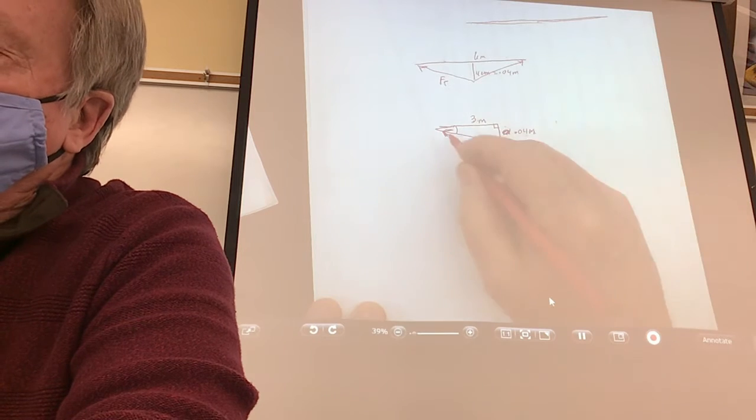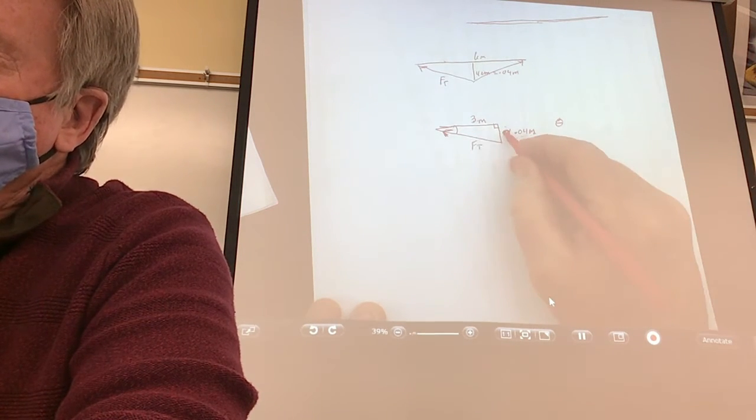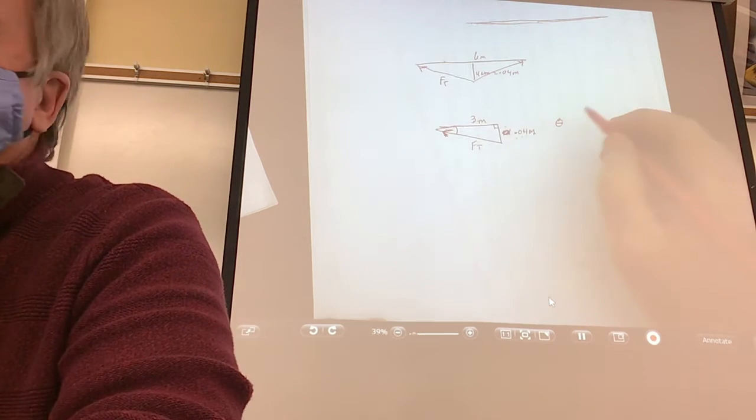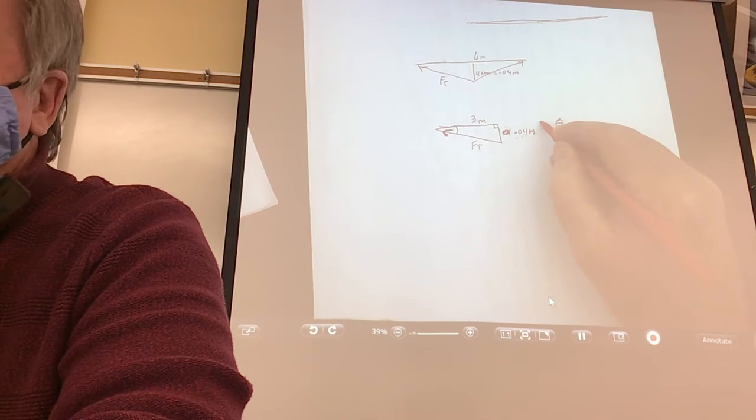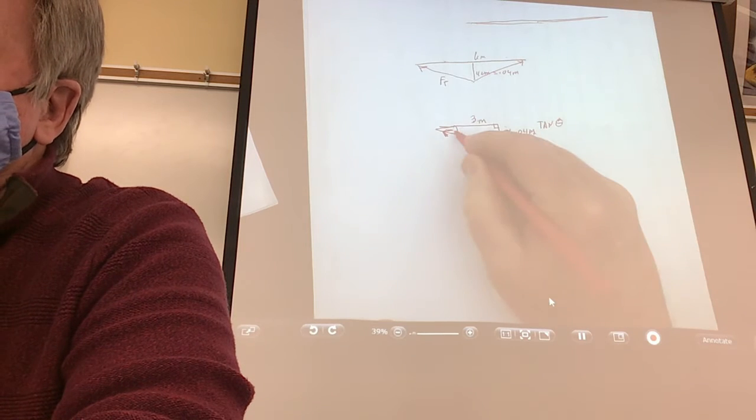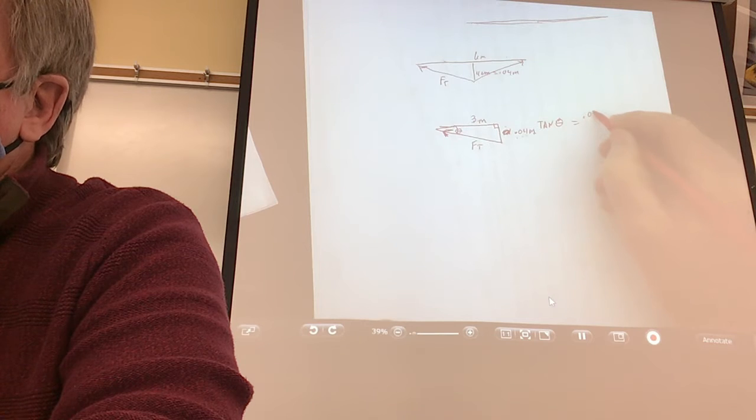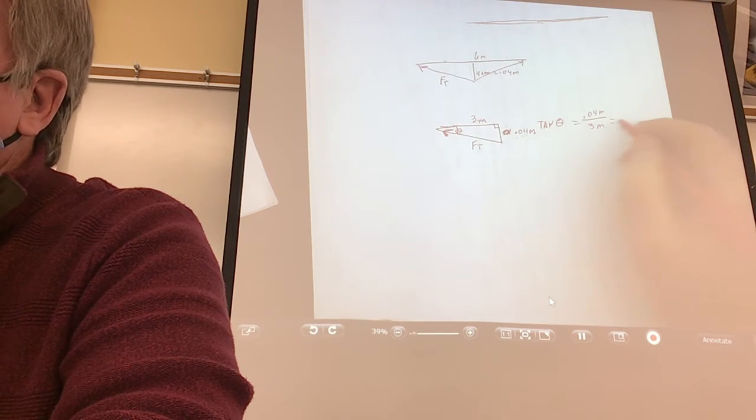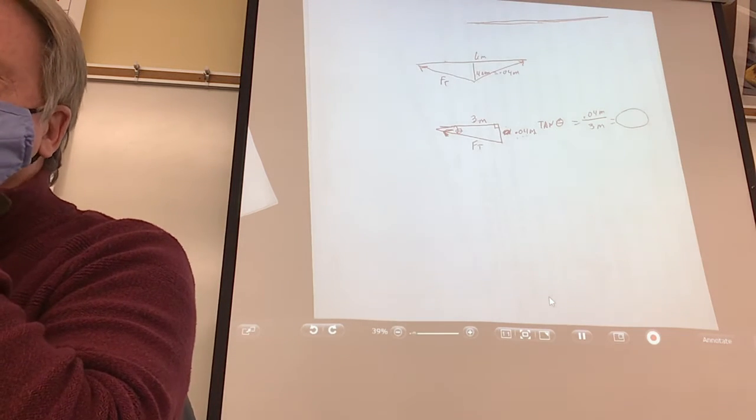As seen through the eyes of this angle theta, who am I? Opposite, and who am I? Adjacent. Well, which trig function uses opposite and adjacent? Everybody. Tangent. The tangent as seen through the eyes of this angle would be 0.04 over 3 meters. So what you do is get a number here, and then that number is the tangent, by the way. That decimal you get there, that is the tangent.